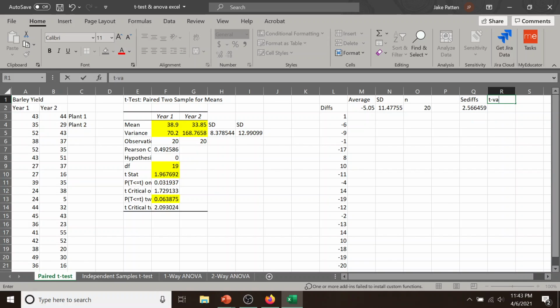And we're going to compute our t statistic, which is just the d bar, the average of all the differences, divided by the standard error of the differences. And here we have -1.96. And you can see this is the same value that we have over here.